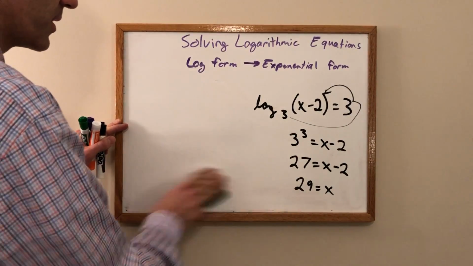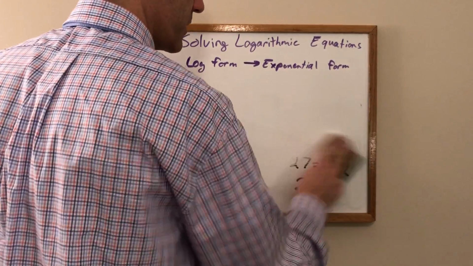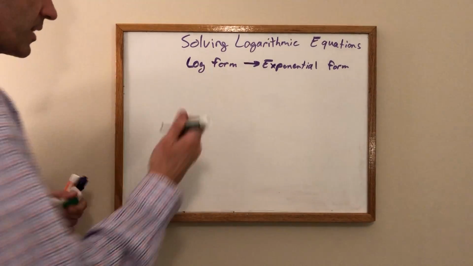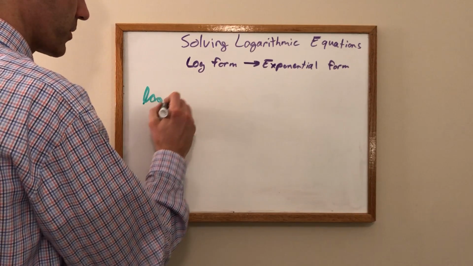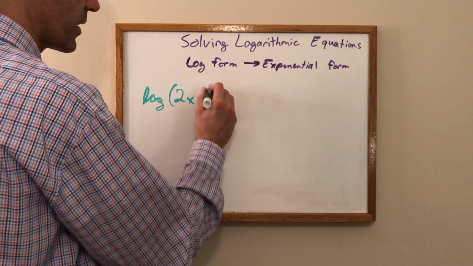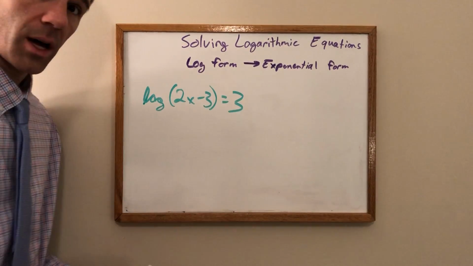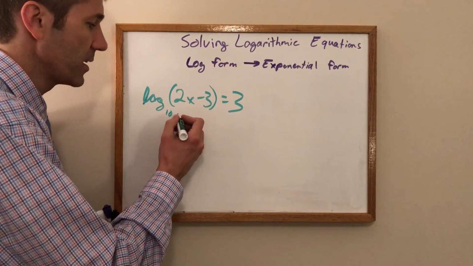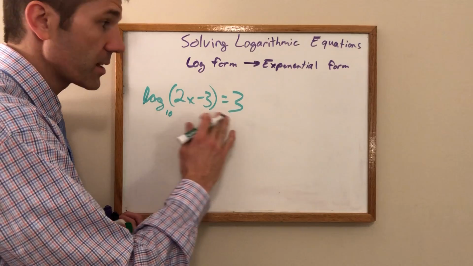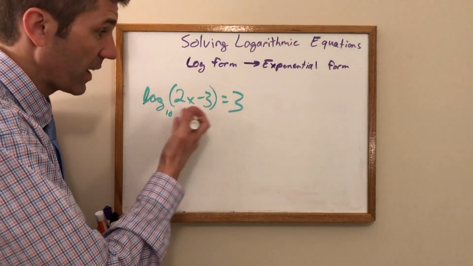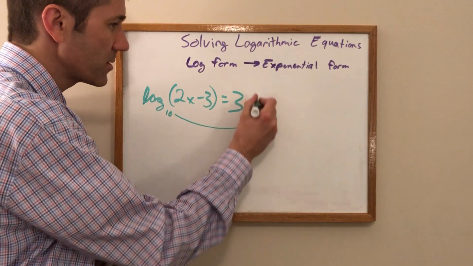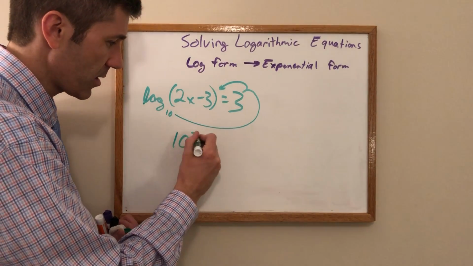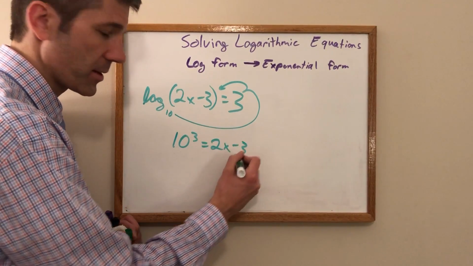So, the process continues. Very similar idea as we move forward. The next problem says log, no written base, I hope you know what that means, 2x minus 3 equals 3. So log base 10. Understood 10 down here. So log base 10 of something gives me 3, and I don't know what that something is. So 10 to the 3rd gives me this whole expression. So 10 to the 3rd equals 2x minus 3.